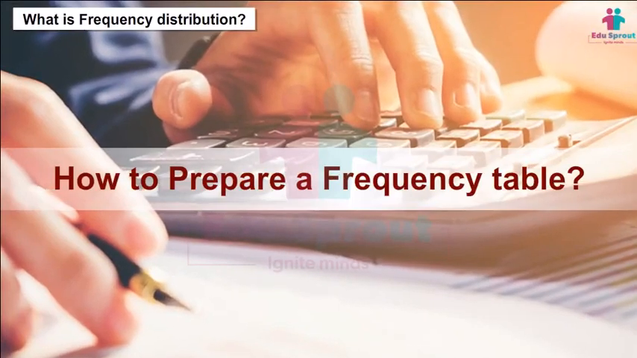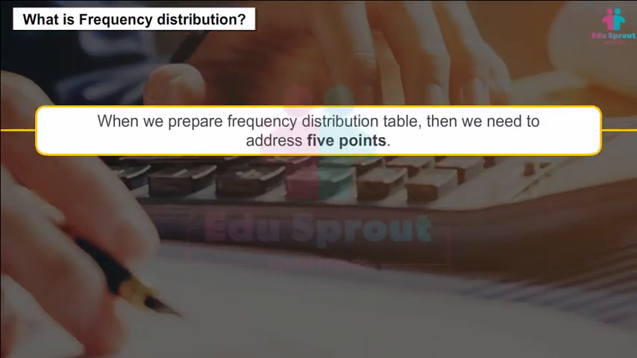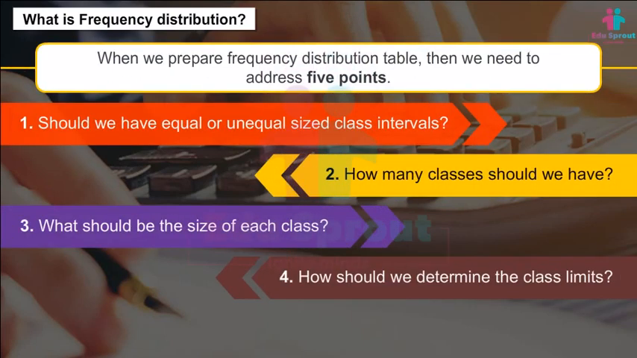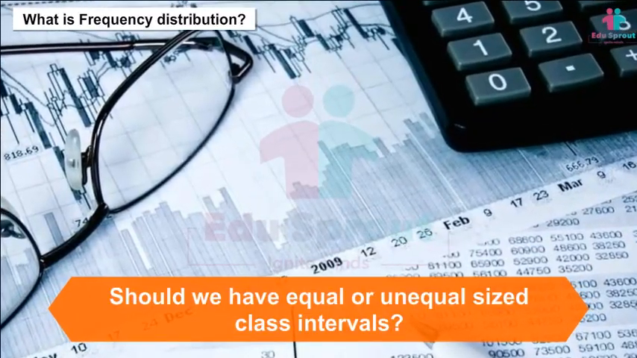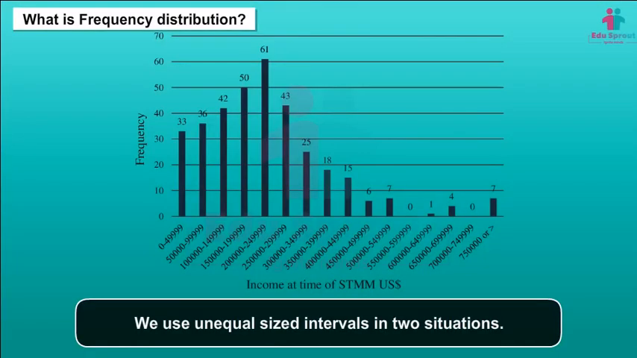How to prepare a frequency table? When we prepare a frequency distribution table, we need to address 5 points. Should we have equal or unequal sized class intervals? We use unequal sized intervals in two situations.